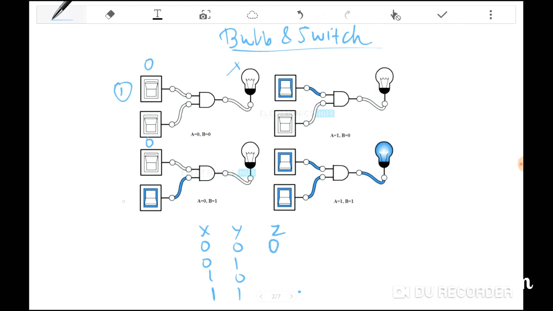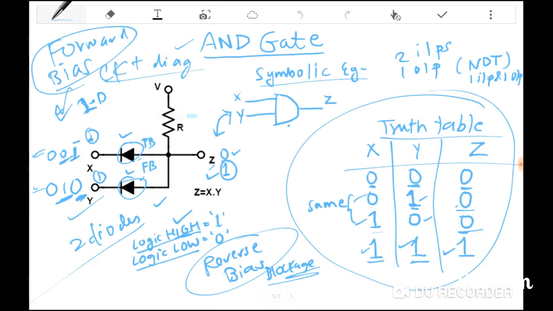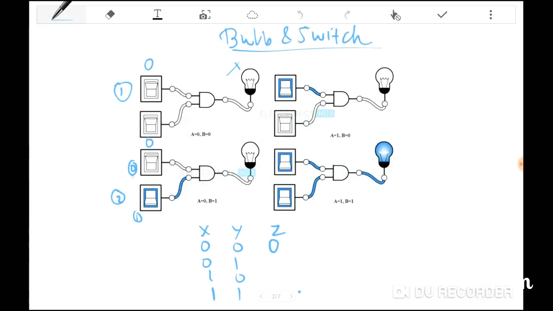Let's see the second condition here. When one condition is 0 and one condition is 1, that is, one input is 0 and one input is 1, what did I tell you? Exactly. The conditions are very similar to that of the truth table shown right here. Here we go. 0, 1, 1, 0. What we get in output is 0, 0. That's correct. So, when one input is 1 and one input is 0, the output will still be 0. That means the bulb will not glow.